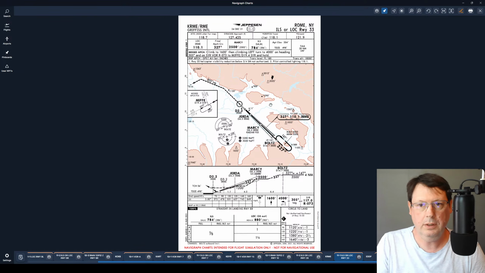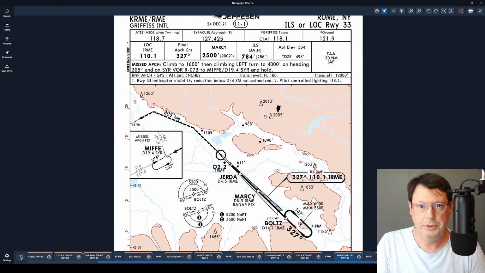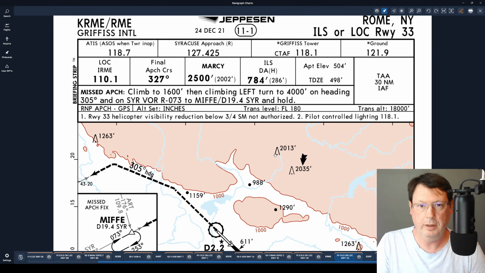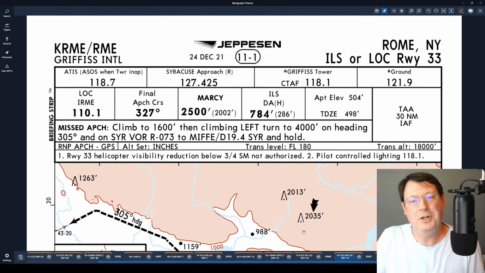So we'll start at the top. As we said earlier, the title of the approach gives you some information. I'm going to try to make this bigger. And by the way, I'm using Jeppesen charts provided by Navigraph. This is the Navigraph app.